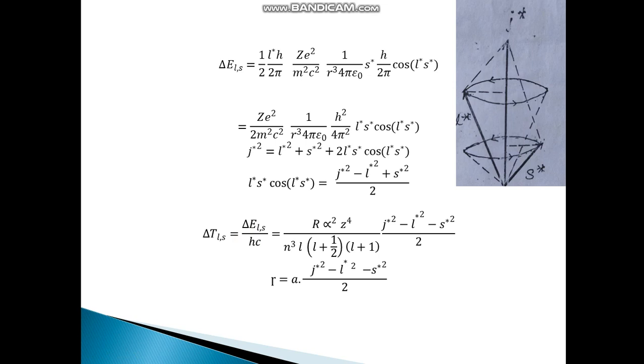So we will get the term value delta T, which is delta E divided by hc. That is R alpha squared, alpha raised to 4, divided by n cubed L, L plus half, L plus 1, into J star squared minus L star squared minus S star squared divided by 2. Or we can denote this term by A into J star squared minus L star squared minus S star squared. This is the term value T of any fine structure level. Therefore, we can write the term value capital T equals T0 plus or minus this delta value.